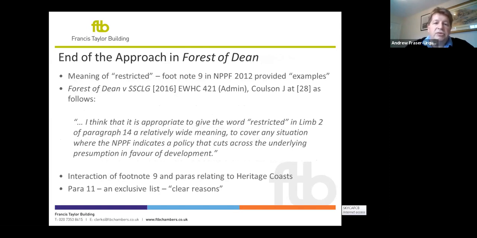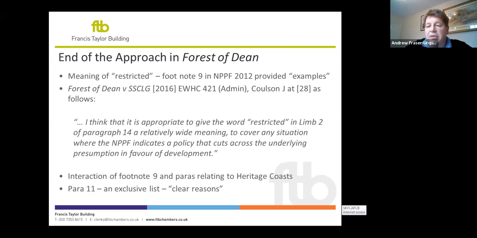The next thing to consider is, what does the first limb, paragraph 11D1, actually mean, and how have things changed from the approach in the old NPPF? Now this is quite a subtle and rather fun line of argument, and it's one I have some fondness for, as I was quite involved in developing it through inquiries and through the courts.